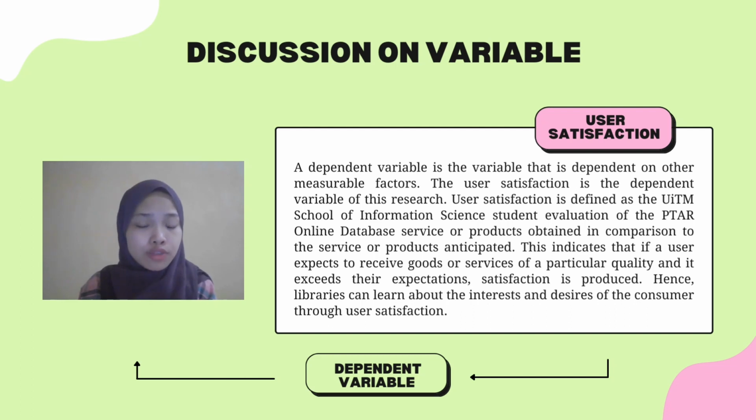Due to this research, user satisfaction is defined as the UiTM School of Information Science students' evaluation of the Ptar online database service or product obtained in comparison to the service or product anticipated. This indicates that if a user expects to receive goods or services of a particular quality and it exceeds their expectation, satisfaction is produced. Hence, libraries can learn about the interest and desire of the consumer through user satisfaction.